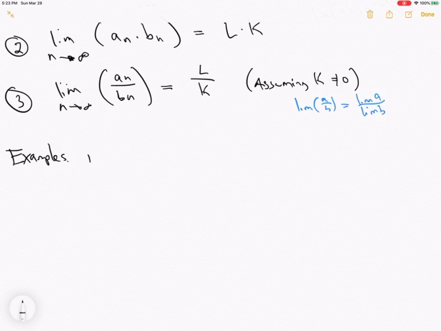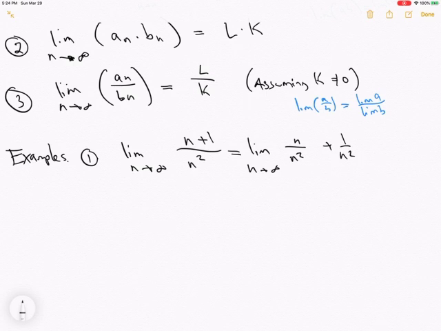So here's an example. Let's calculate the limit as n goes to infinity of n plus 1 divided by n squared. So now we don't want to actually use property 3 here because the limits separately go to infinity over infinity. So we could take that observation and then take advantage of what's called L'Hopital's rule. But we don't need that. Instead, what we can do is we can just split the fraction inside the limit. So this is n over n squared plus 1 over n squared.